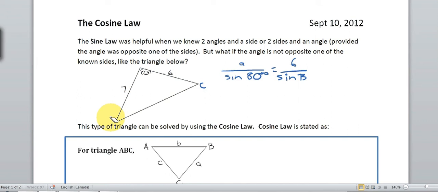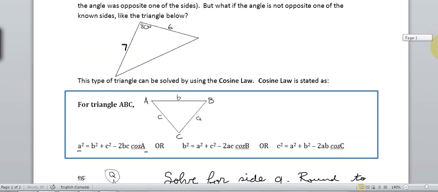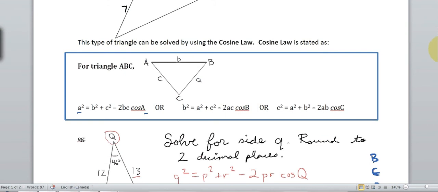Oops, I erased the question there. So sine law is not going to be any good for this particular triangle. That's when we use the tool of cosine law. Cosine law looks a little more complicated than sine law when you first look at it, but once you get the hang of it, it's really not much harder.